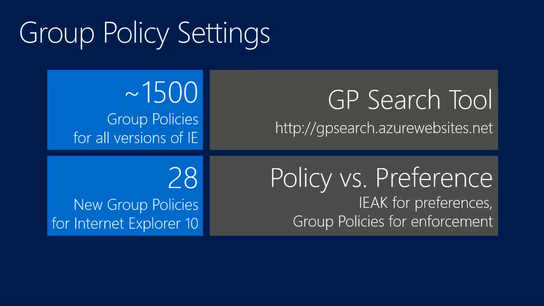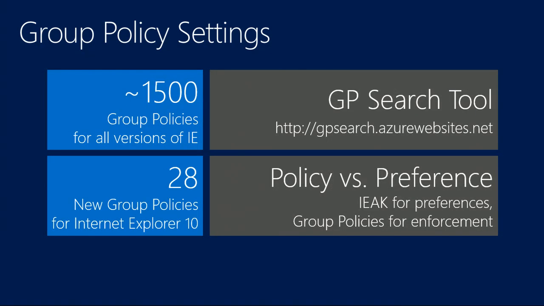Security in general is always a balance between risk and functionality. So the more functionality you take out, the less risk there is. But at some point, your users may start to complain about that. So there's always a balance there. There are 28 new group policies for IE10. I'll cover a few of those in a minute.